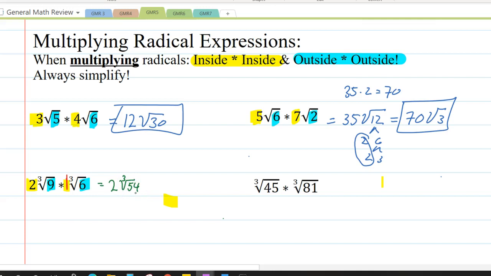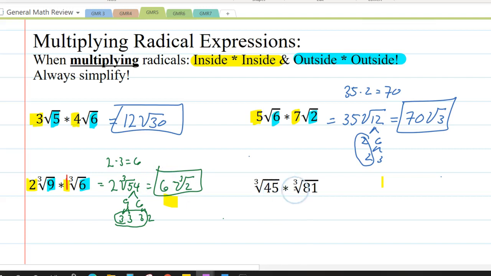Now I need to see if I can simplify these. 54, we just said, is 9 times 6. 9 breaks up into 3 times 3, and 6 breaks up into 3 times 2. So I have a set of 3's that can come out. I need 3 3's because it's a cubed root. So 2 times 3 is equal to 6, which gives me 6 cubed root of 2.